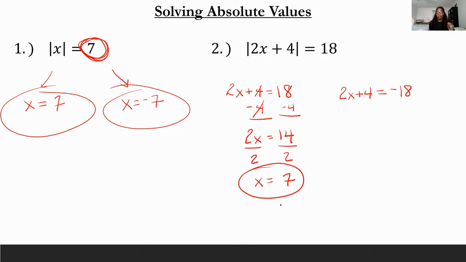That's awesome. All right, so now we're going to do the same thing for the other equation, 2x plus 4 is equal to negative 18. We're still going to subtract 4 on both sides.